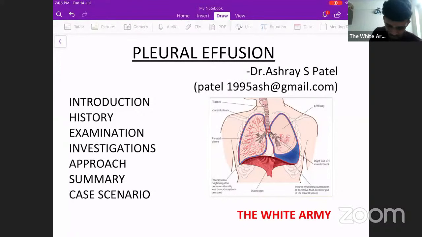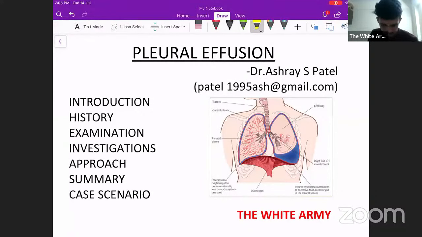Today's class will be about pleural effusion. So we'll see how to approach a case of pleural effusion. Okay, in today's class, let's learn that. How we'll be dealing with it is, as usual, introduction, history, examination, what are the investigations available, how we approach the case, in the end summary, and throughout we shall have case scenario.